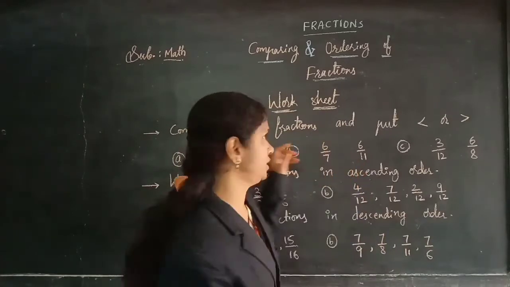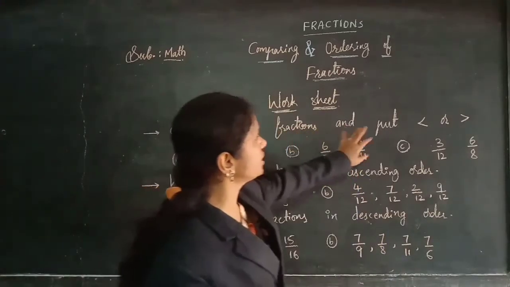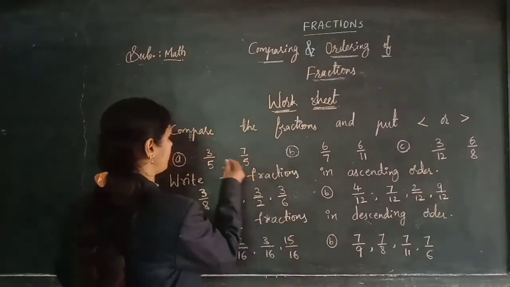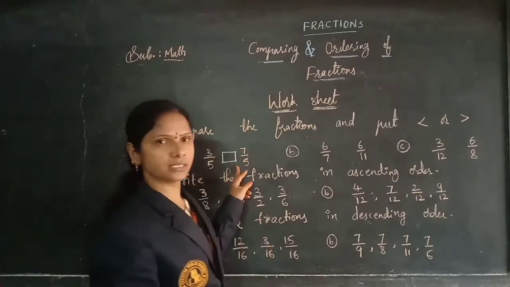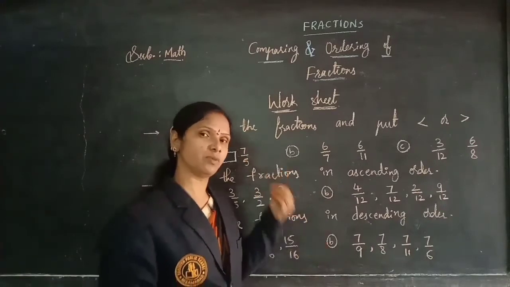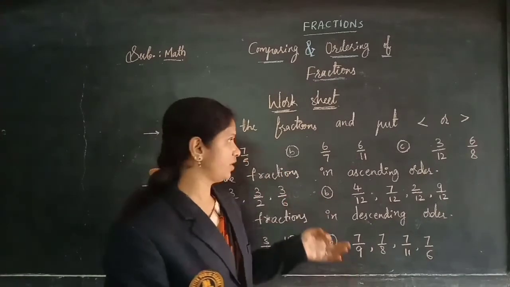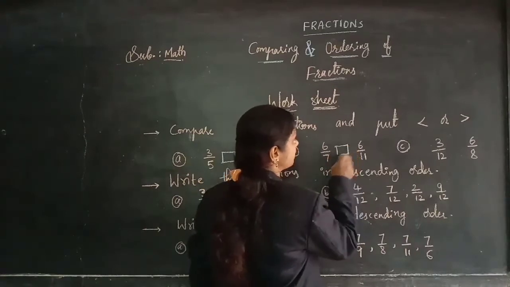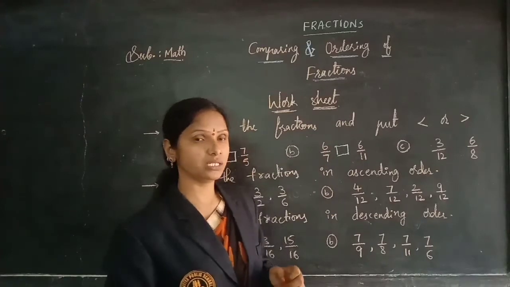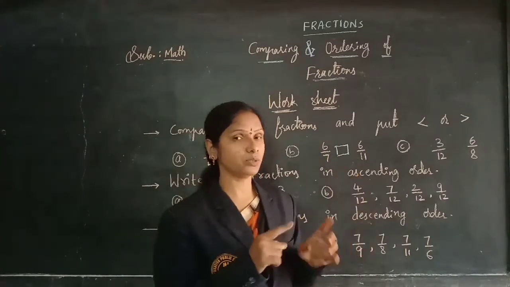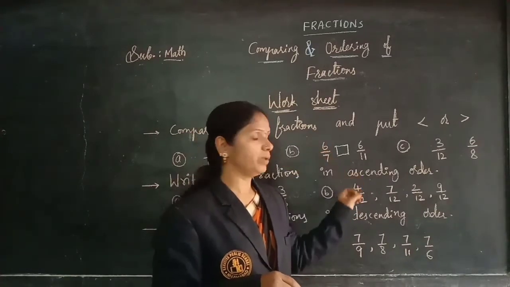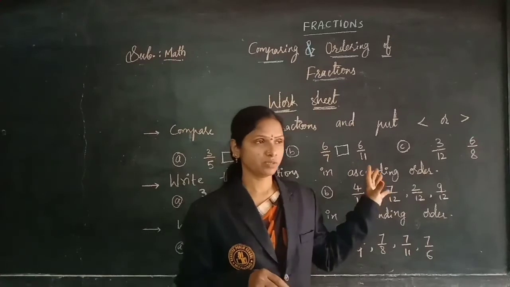Have a look at this worksheet here. Compare the following fractions and put the less than or greater than symbol. First I gave the like fractions, children. You need to compare these. Like fractions means the one with the smaller numerator is the smaller fraction, and the one with the bigger numerator is the bigger fraction. Coming to 6 by 7 and 6 by 11, these are unlike fractions with the same numerator, children. Unlike fractions with the same numerator means you need to take it the opposite way: the smaller denominator will be the bigger fraction and the bigger denominator will be the smaller fraction.